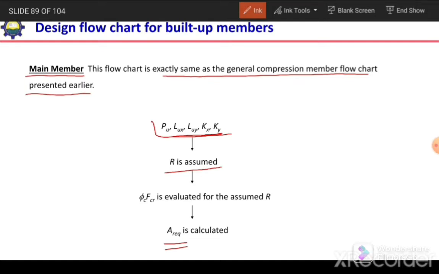section dimensions. So first we will assume the value of KL/r, then based on that assumed value, we can calculate phi c Fcr. After calculating phi c Fcr, we can calculate the required area, which is equal to Pu divided by phi c Fcr.